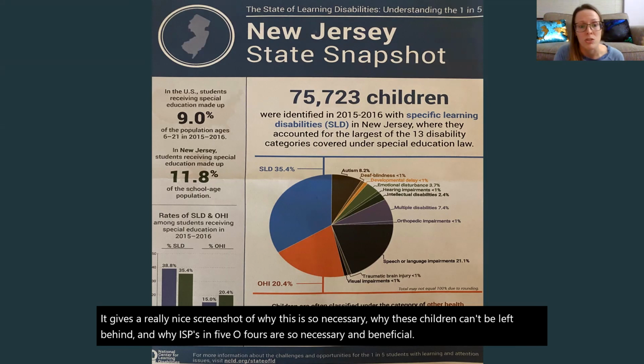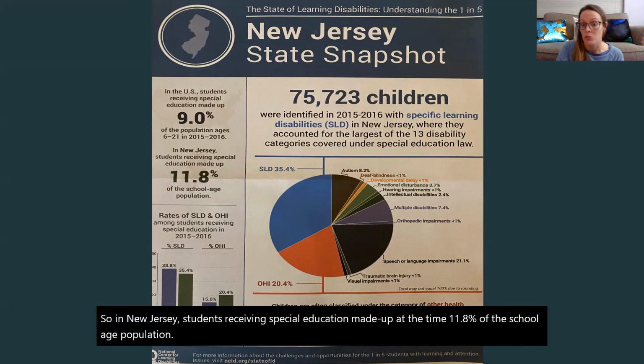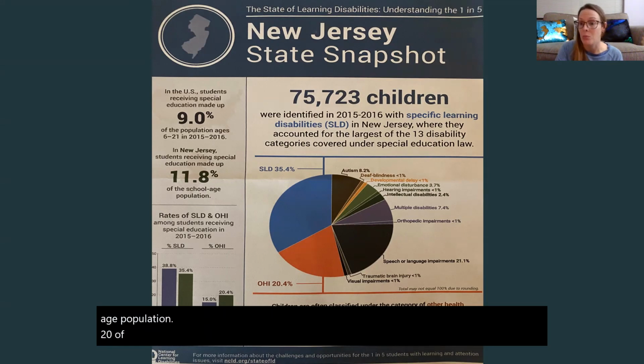So in New Jersey, students receiving special education made up at the time 11.8% of the school age population. 20% of the children that qualified for an IEP did so under otherwise health impaired or ADHD.